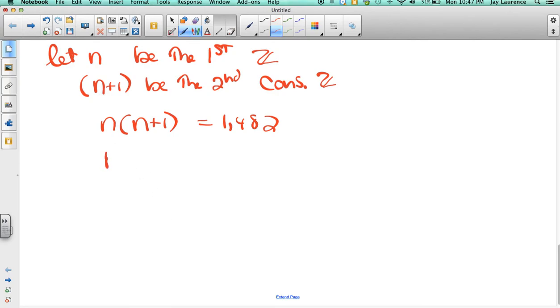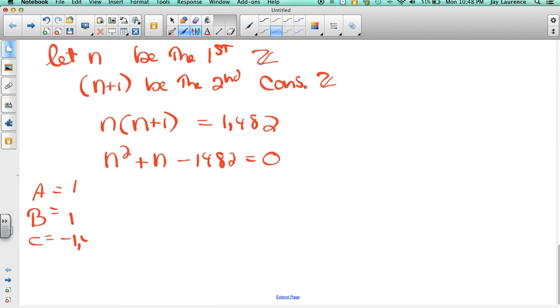So I'm going to get n squared plus n, and then I'm going to subtract 1,482 from both sides so that it can equal 0. All right, there's no GCF hiding there. And A, B, C. Easy as 1, 1, negative 1,482. All right, so I need the product of A and C, which is 1,482. I need two factors of that to subtract to get 1.